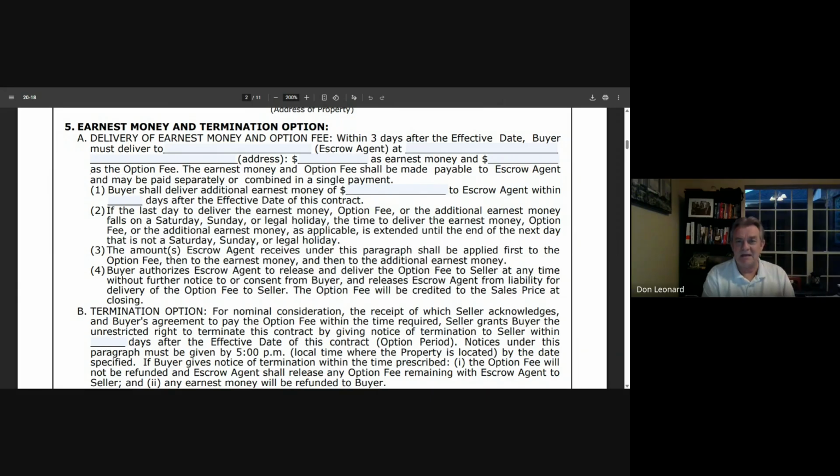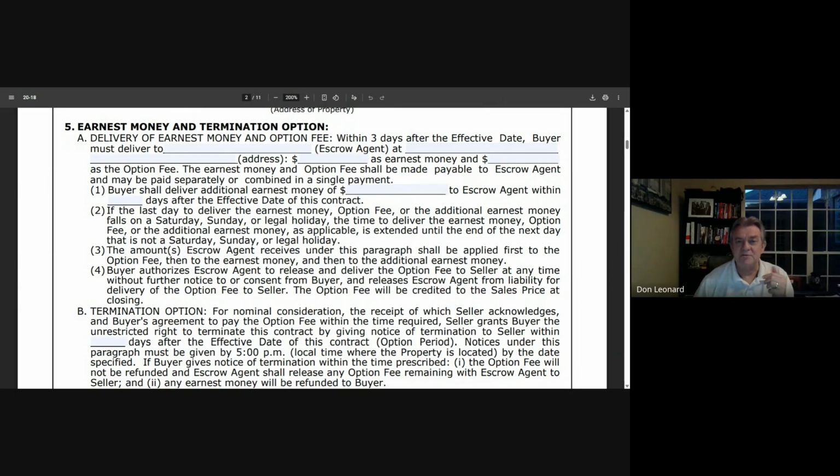If any money is received, it goes towards the option fee. Hopefully it'll be enough to cover at least the option fee. And if it doesn't, if it's not enough for the earnest money, then the seller has the right to walk away if they want to. And we'll see that here in a minute.